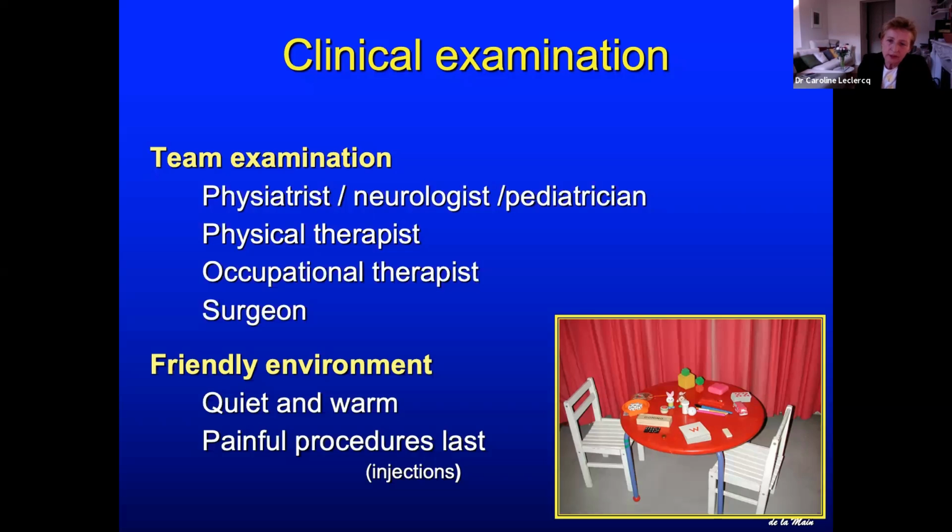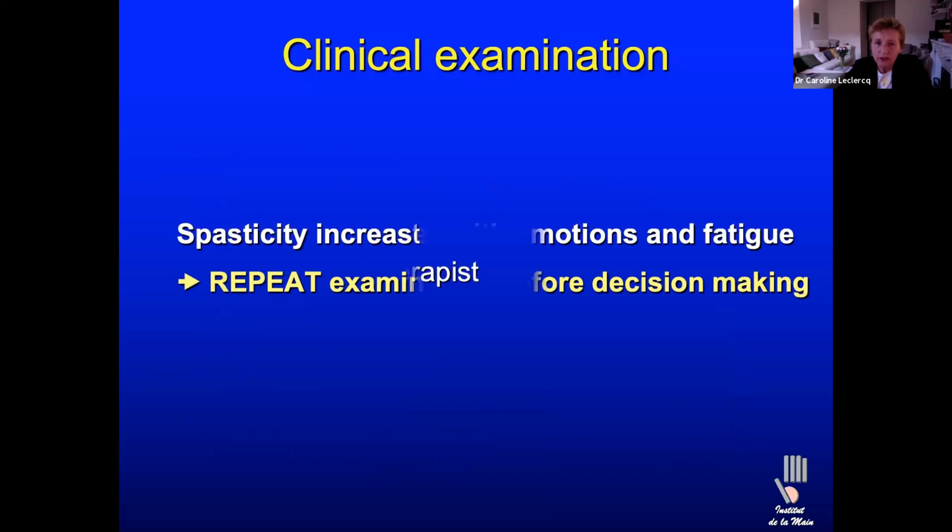When we're doing the examination, we need to be in a specific environment. It needs to be quiet. It needs to be warm. This is important because we know that spasticity is likely to increase with a number of circumstances, and emotion is one, fatigue is one, cold temperature, etc. So you really need to have a quiet environment. You need to have time. You cannot examine a spastic patient in 5 minutes.